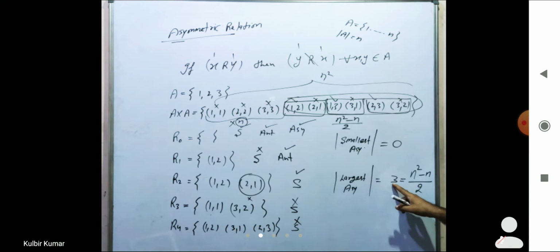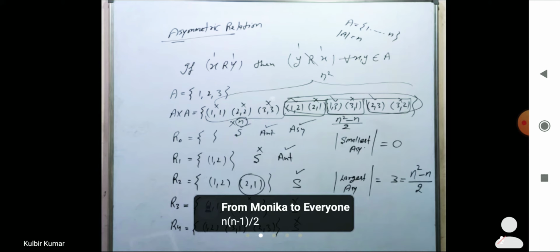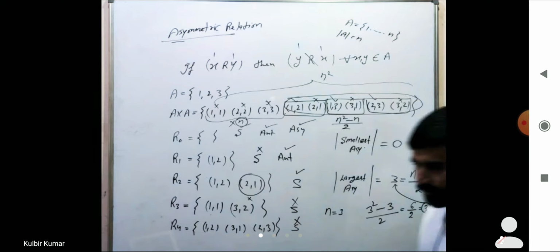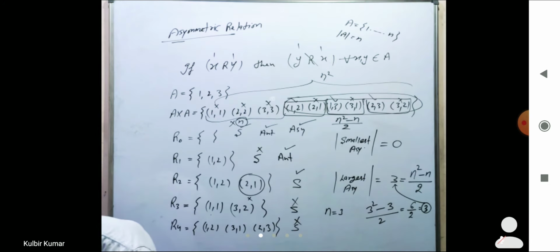So finally what we can say, this is the cardinality. If it is a equal to n, then cardinality is n square minus n divided by 2. In this example, how did 3 come? In this example, 3 came because n was equal to 3 here, so we put 3 square minus 3 divided by 2, which is 9 minus 3 is 6, divided by 2, which is equal to 3, right? That is why this 3 came here, clear? So I think it is clear to all, yes or not? Yeah, Monica, it is correct.